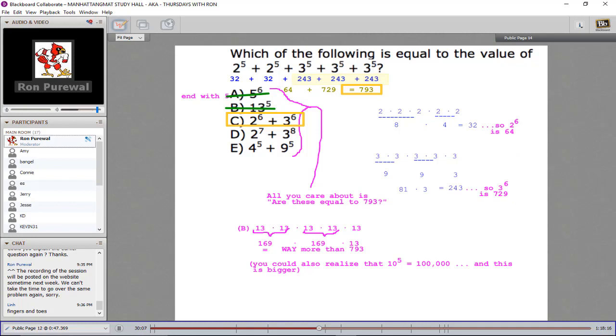And then these are also way too big. 3 to the 8th is 729 times 3 times 2 more 3s, so that's going to be around 6,000 or 7,000. And 9 to the 5th is 81 times 81 times 9, which is like a 5-digit number. So these are way, way too big. In fact, every choice other than the correct answer is at least 10 times too big. So you don't even need to be terribly accurate here. You can just approximate these things.